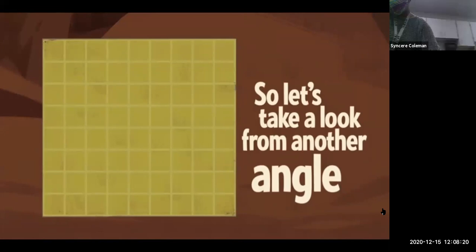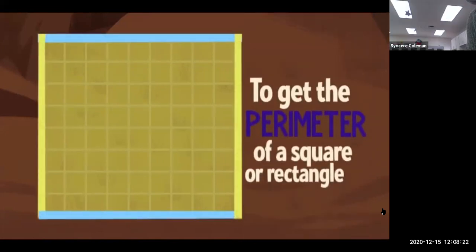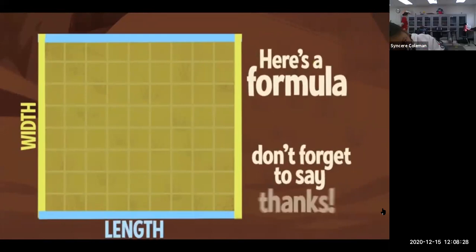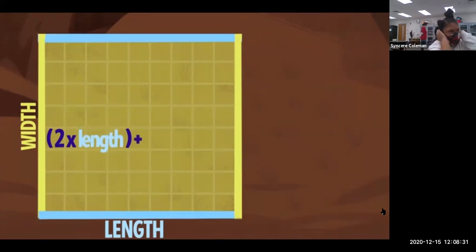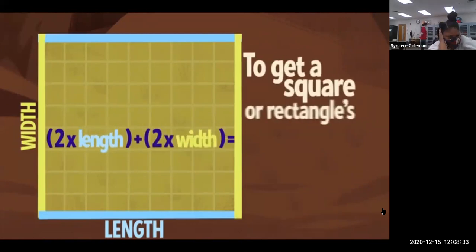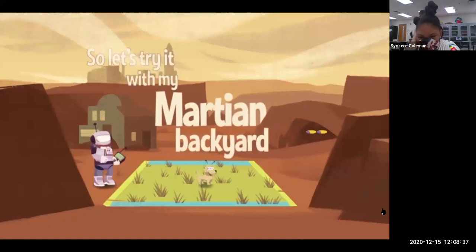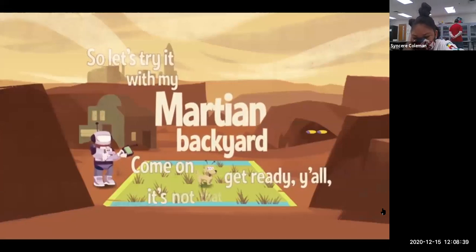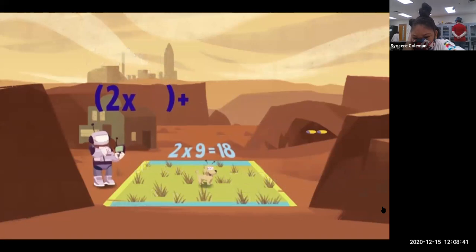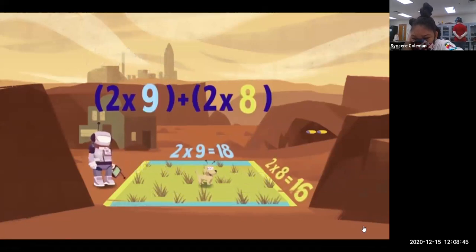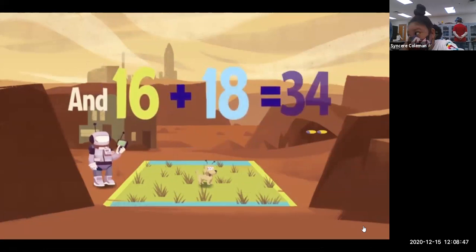So let's take a look from another angle. To get the perimeter of a square or rectangle, you add 2 widths plus 2 lengths. Here's a formula, don't forget to say thanks. 2 times length plus 2 times width to get a square or rectangle's perimeter quick. So let's try it with my Martian backyard. It's not that hard. 2 times the length of 9 is 18. And 2 times the width of 8 is 16. And 16 plus 18 is 34.